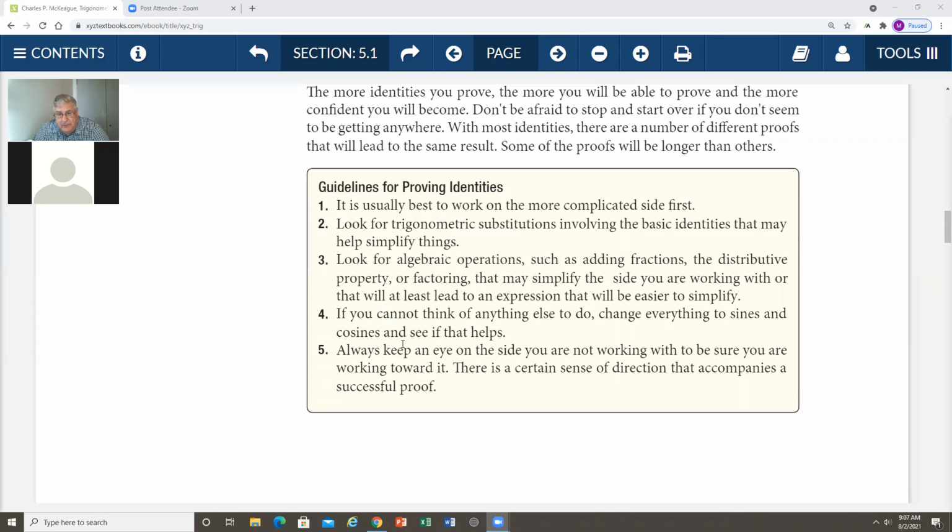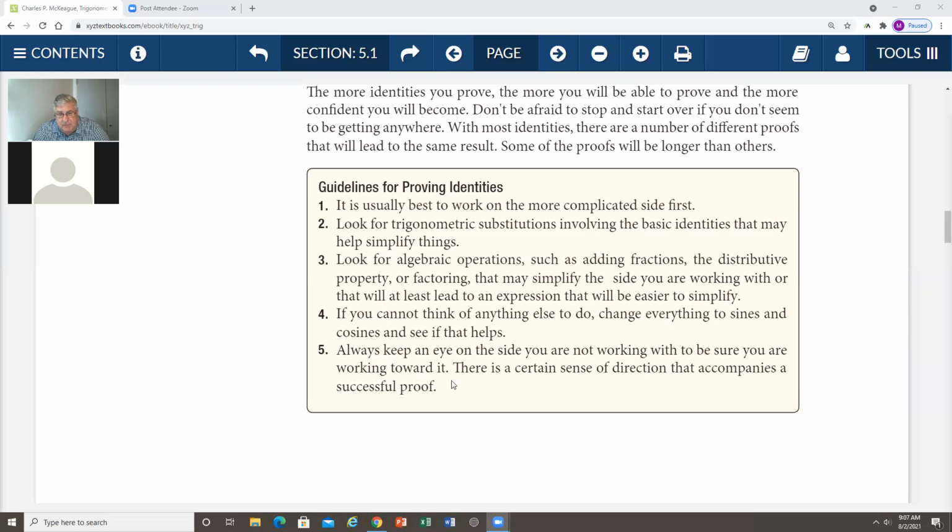Number four, if you cannot think of anything else to do, change everything into sines and cosines. Normally that helps you to resolve the issue and prove the expression as being a valid identity. Not always, but usually that's a good thing to do, is change everything into equivalent sine and cosine expressions.